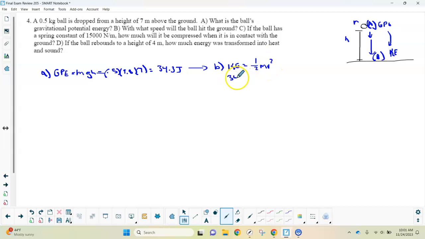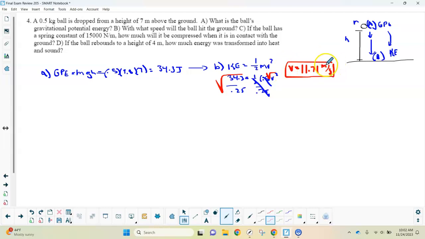So 34.3 equals 1/2, and then the mass was 0.5, and then v squared. So half of a half is a quarter, so you're going to divide by 0.25 on both sides. So that'll drop out. And then again, you have to take a square root. You do this a lot. So we'll take a square root and solve for v. So if you do that, you should get the velocity as it's running into the ground something like 11.71 meters per second. So that's your answer to part B.